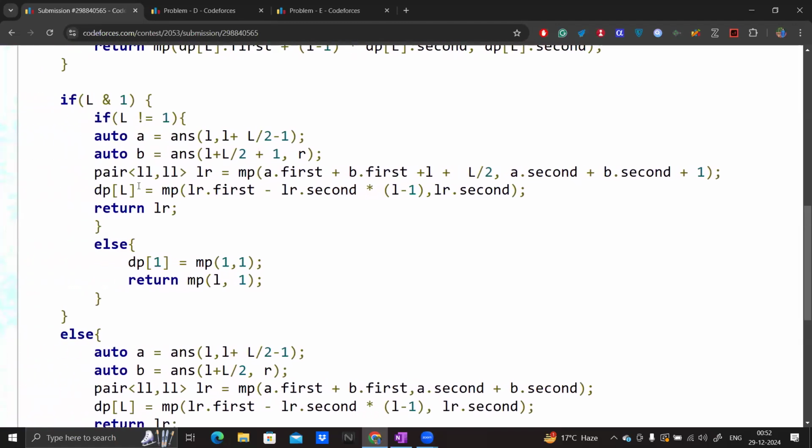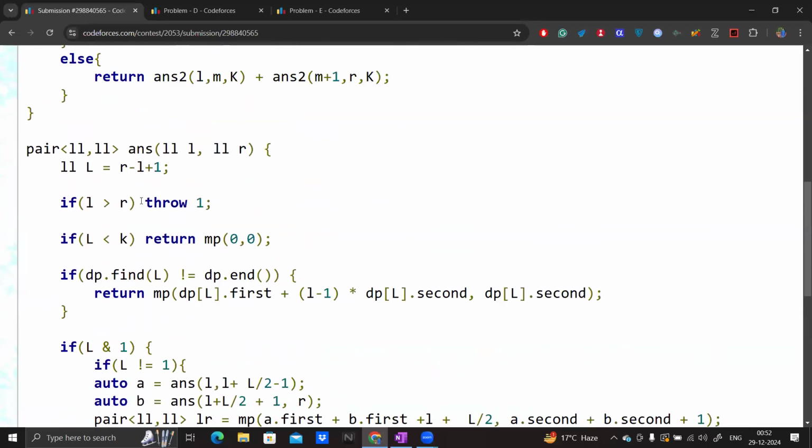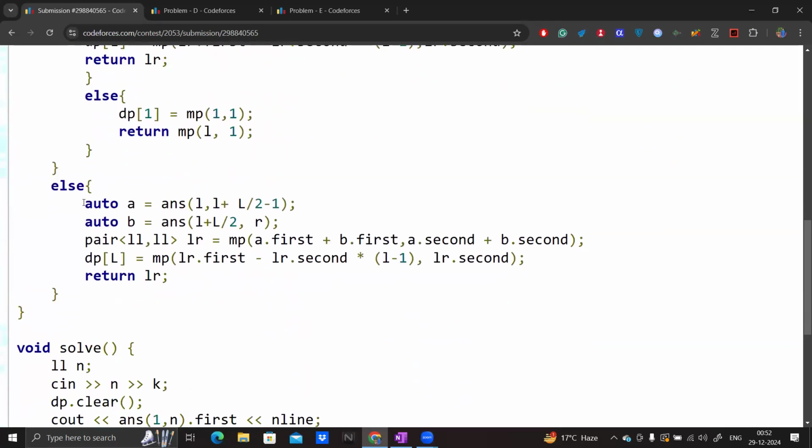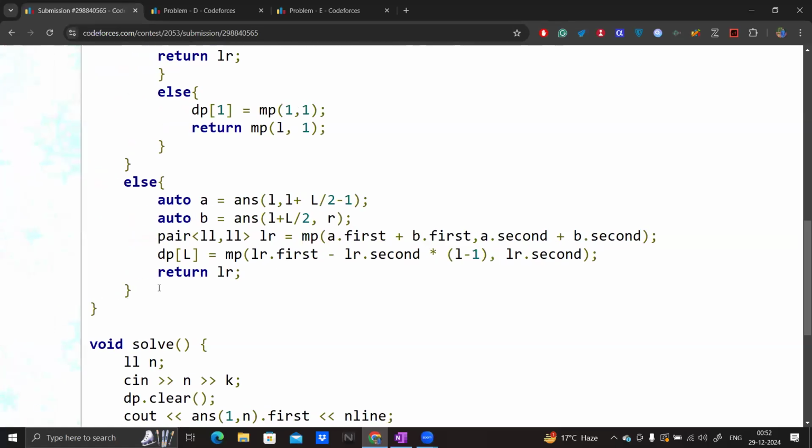And then we'll store the dp for this length. That is, we have this answer for L to R, so we'll calculate the answer for 1 to capital L by shifting it to the left by L minus 1. So we fill this dp and we just return the answer for L to R, because this function just returns the answer for L to R. And if L is even, then we just calculate the answer for the left half and the right half, and the answer for L to R would be just the sum of them. Then we fill the dp for the length L by shifting it to the left by L minus 1, and then we return the answer for L to R.